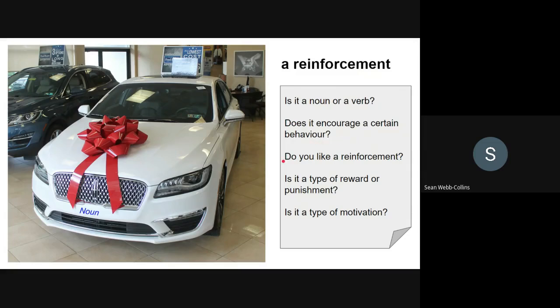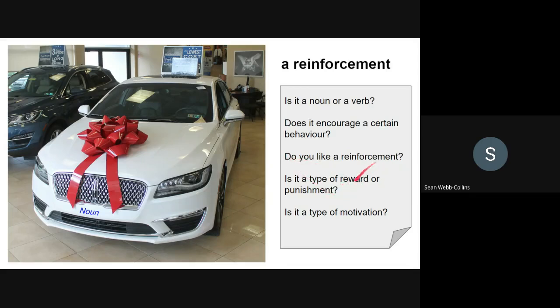Number 3, do you like a reinforcement? Well, a reinforcement can be a replacement, so again, it's not a very good question. Number 4, is it a type of reward or punishment? Well, it could be both, but perhaps more closely a reward. But again, this question is not very good for this type of word.